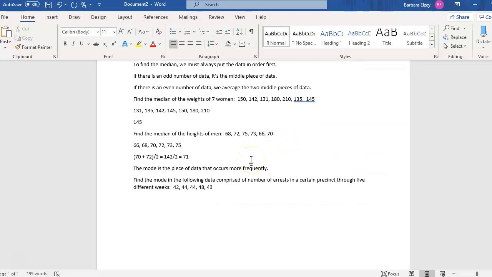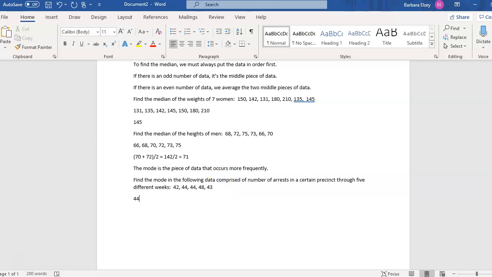All right, now lastly, another measure of central tendency is our mode. And the mode is the easiest thing to find because it's the piece of data that occurs the most frequently. All right, so let's take a look at the example. Find the mode in the following data comprised of number of arrests in a certain precinct through 5 different weeks. So we've got 5 different pieces of data there. Well, let's notice the thing that occurs the most commonly here, or the most often, is 44. Our mode is as simple as that.